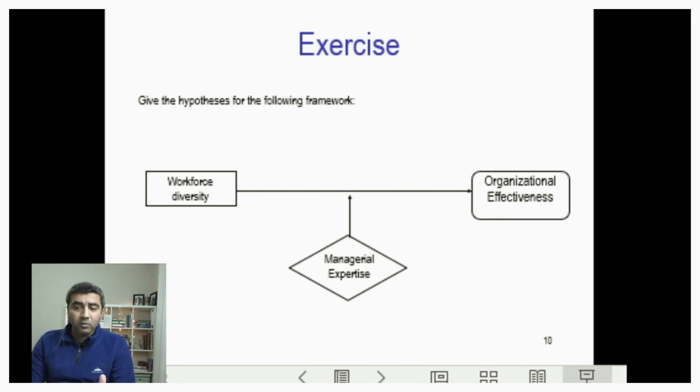So in simple words, the effective utilization of different talents, perspectives, and varied problem-solving capabilities for enhanced organizational effectiveness is contingent on the skills of the manager in acting as a catalyst. So this managerial expertise then becomes the moderating variable.